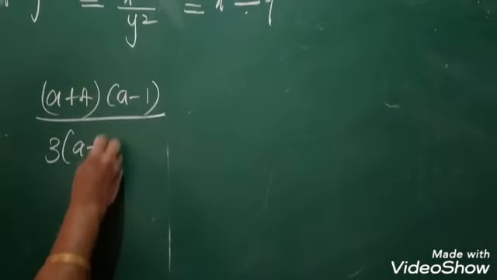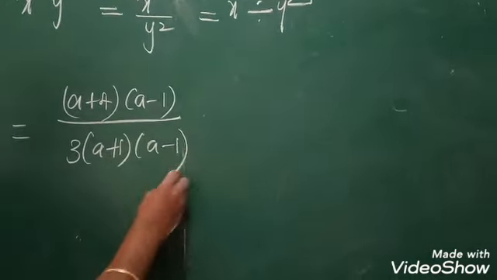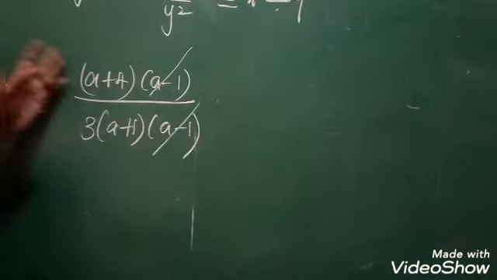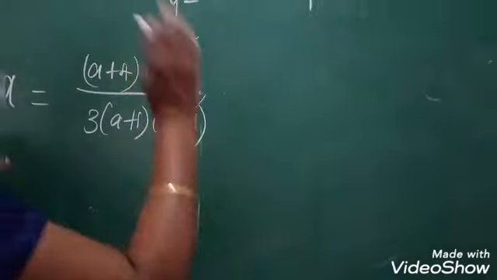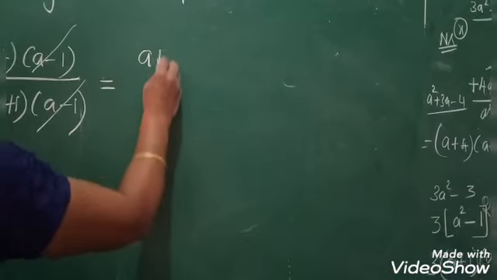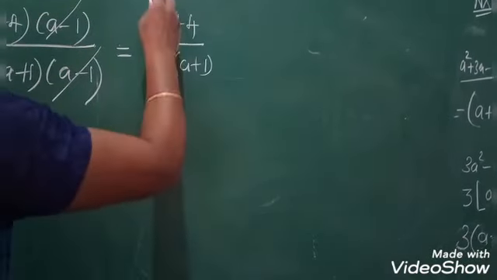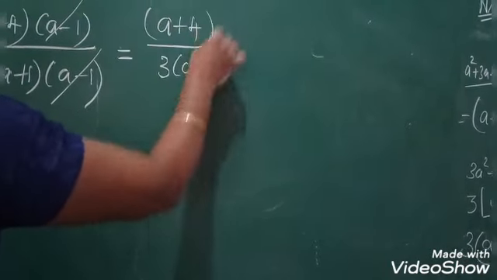3 into a plus 1 and a minus 1. Now I am going to cancel a minus 1, a minus 1. The numerator and the denominator have the same factor, which means you have to cancel it. So the x value is a plus 4 divided by 3 times a plus 1. This is called the x, girls.